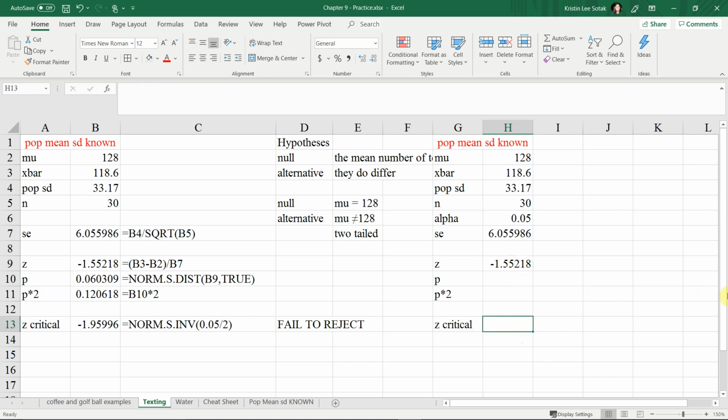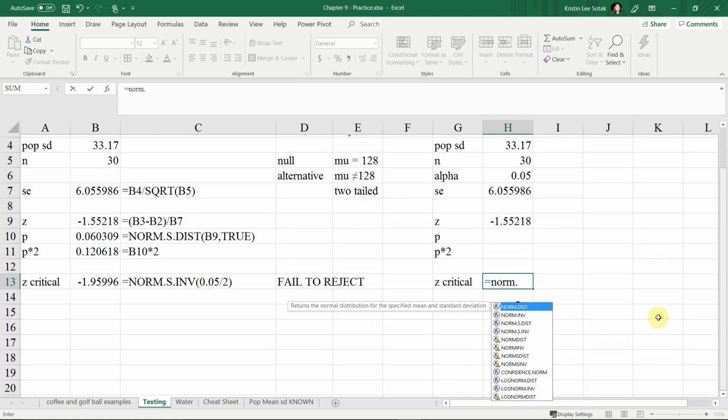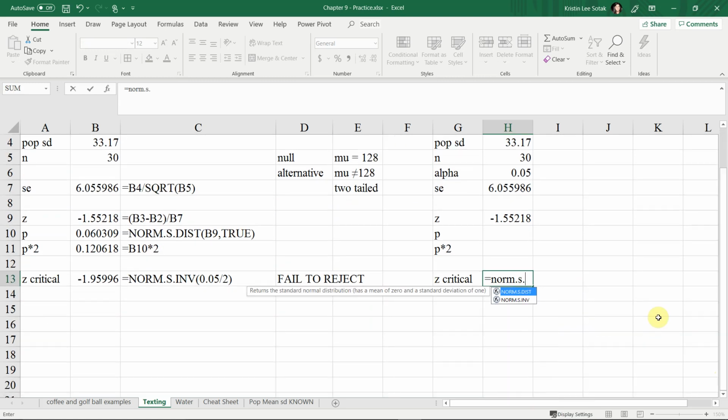So remember, for this, we are trying to calculate the critical value, right? It is a two-tailed test. So remember, we're giving Excel the probability in order to tell us the z-score. So which function do we use? NORM.S.INV, the inverse. Remember, the distribution function gives us a probability, and we don't want that. We want to give it a probability and have it tell us z. So we know we're going to have to use the inverse function.